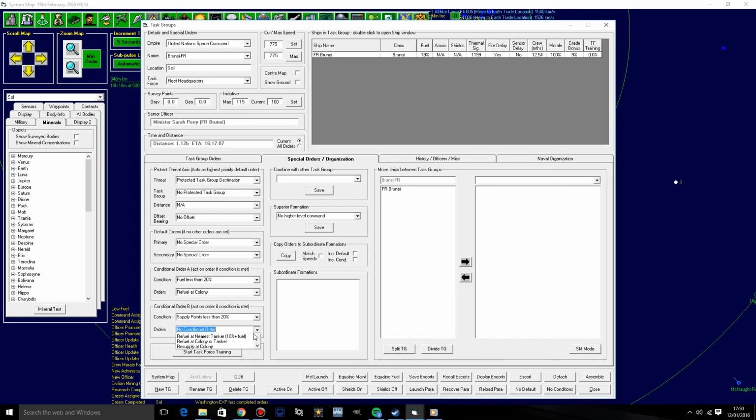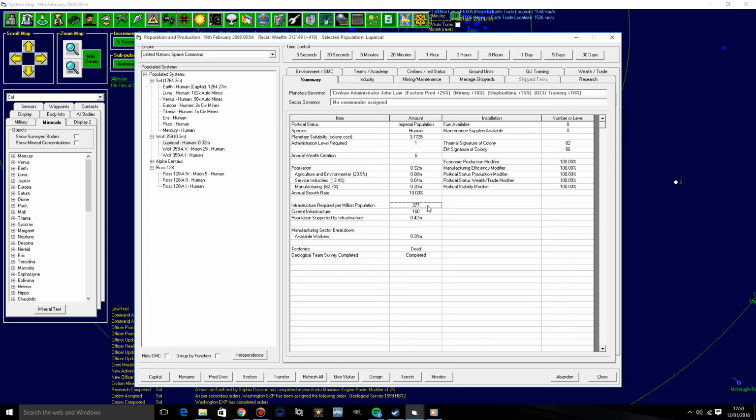How are we getting on then on Lupical? We have 160 infrastructure. Alright, population supported by infrastructure is 0.42. Right, so we're going to need 377 infrastructure before we can support 1 million people. We have about 320,000 here now, so that's good for us. Annual growth rate is about 10% right now.